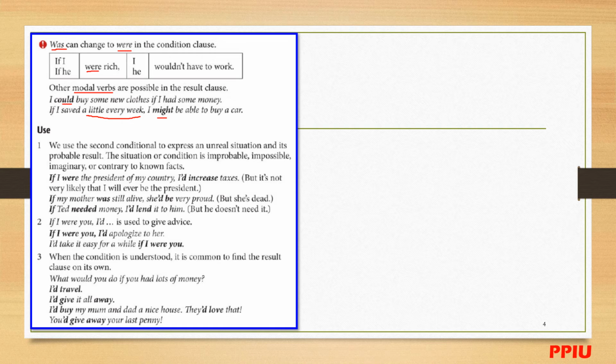Okay, that's it. In this special case, we should remember that first, was changes to were, and could and might can be used instead of would, right? Okay.